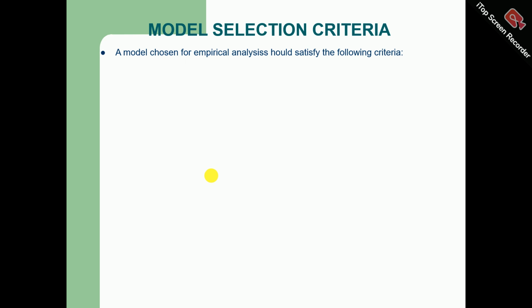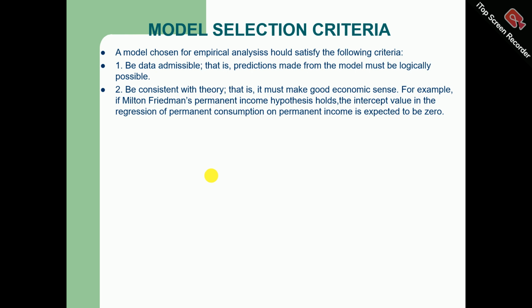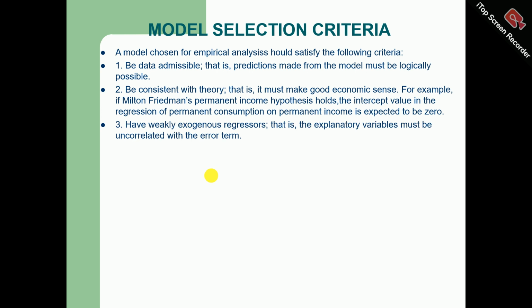So we start with the model selection criteria, and we are going to discuss what are the criteria that our chosen empirical model should satisfy. The first one is that the predictions made from the empirical model must be logically possible and acceptable. So they must be based on logic. The second criterion is that our results or the model should be consistent with theory. That is, the results must be in line with the theory, and it should not refute any economic theory.